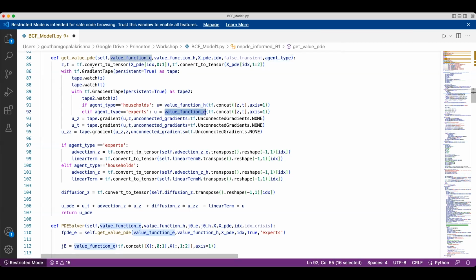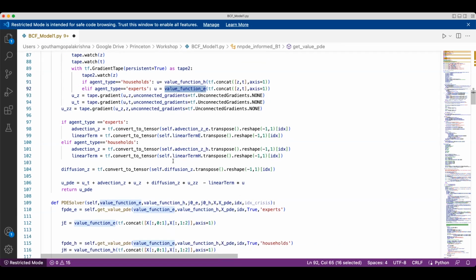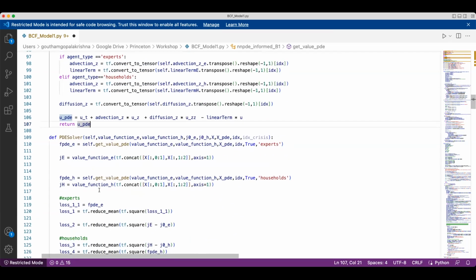We're going to use the same function to compute the value function for both households and experts, and that's why there's this agent type. If the agent type is households, then u is value function h. If it is experts, then it's value function e. All right, so this whole block gives you the PD residual.